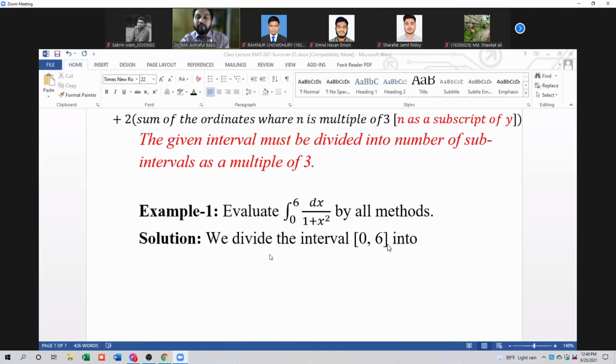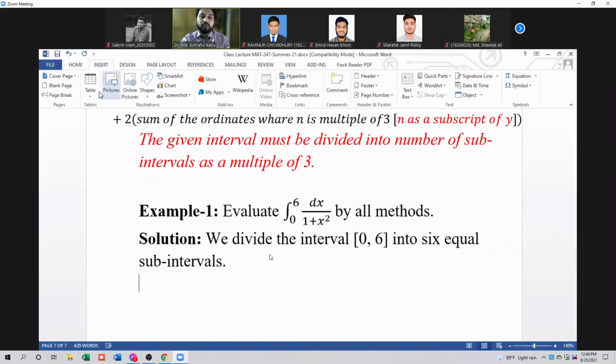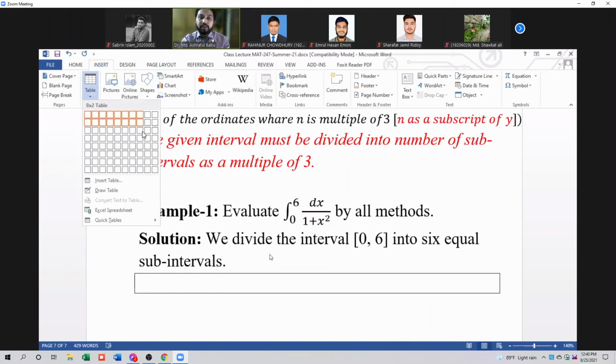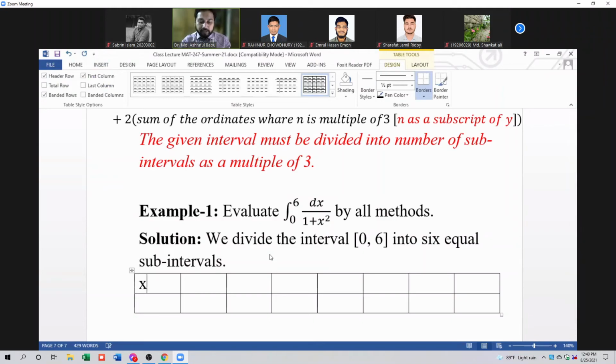So we can divide the interval 0 to 6 into 6 equal subintervals. And now intervals doesn't mean that they always should be integer numbers. In intervals, maybe you can create the interval with fractional numbers also. So for the 6 subintervals, we have to create 7 numbers. So we have to make 8 boxes, one for x and another for y.